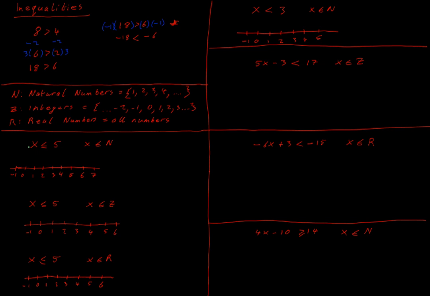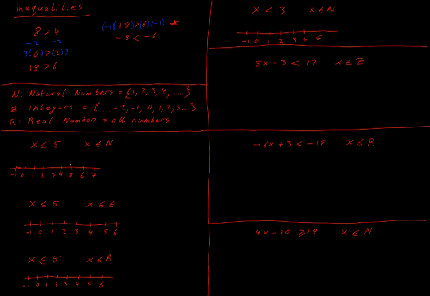But here I've got x is some number. I don't know what x is, as I often don't know what x is in algebra. So x is some number, and it's going to be a number that is 5 or smaller. So x is less than or equal to 5. So let's draw this on our number line.